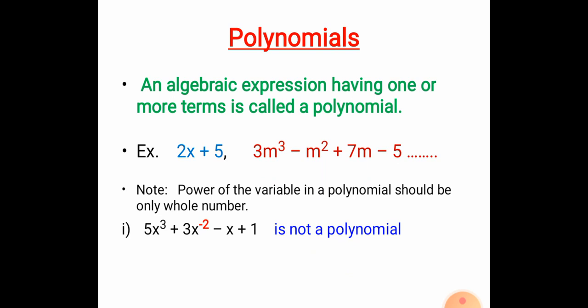So the first example which is given here is not a polynomial because one of the variables is having power minus 2. In the second example, the variable is having power 1 raised to power 4, that's why it is not a polynomial.